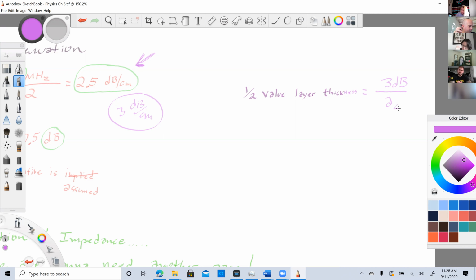Half value layer is known by other names: penetrating depth, depth of penetration, half boundary layer. We'll just remember half value layer thickness is the distance it takes to lose half of the sound, which is really the same thing as attenuation. It's just looking at it from a different way. High frequency, of course, is going to be a thin or not very deep layer. Low frequency is going to produce a half value layer that is, of course, much deeper.